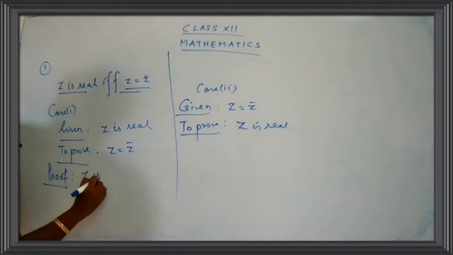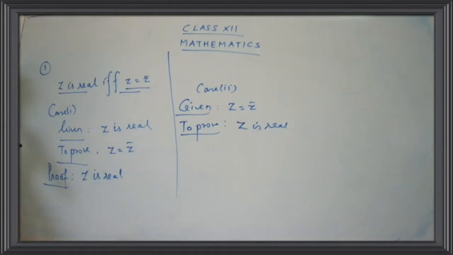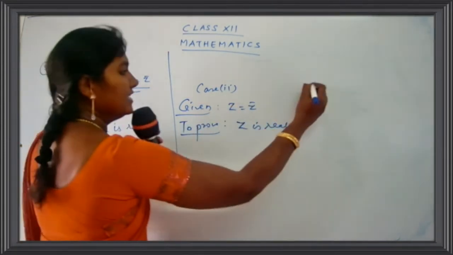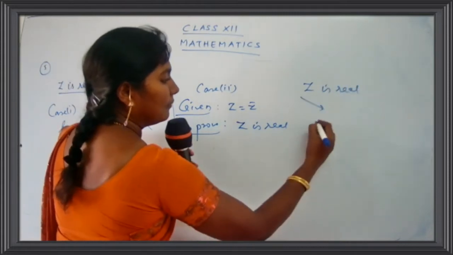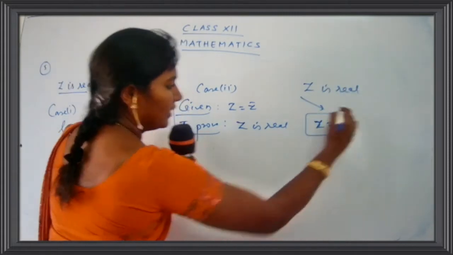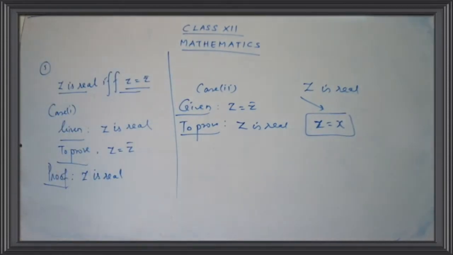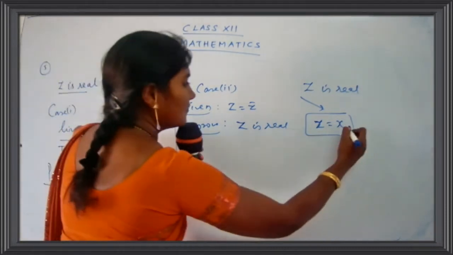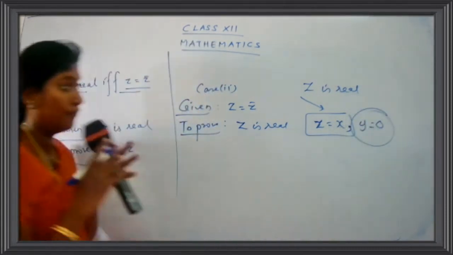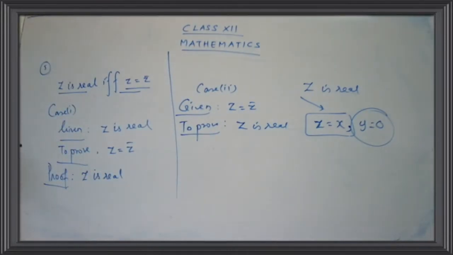Z is real. Already I have explained to you, when Z is real, that means Z value is equal to X. What is the value for Z, children? The value for Z is X. So now what are we going to do here? If Z is X, the value for Y will be 0. That is, if the complex number is real, the imaginary part will be 0. That means the Y part will be 0. This is what you are going to keep in your mind when you are going to write your proof part.